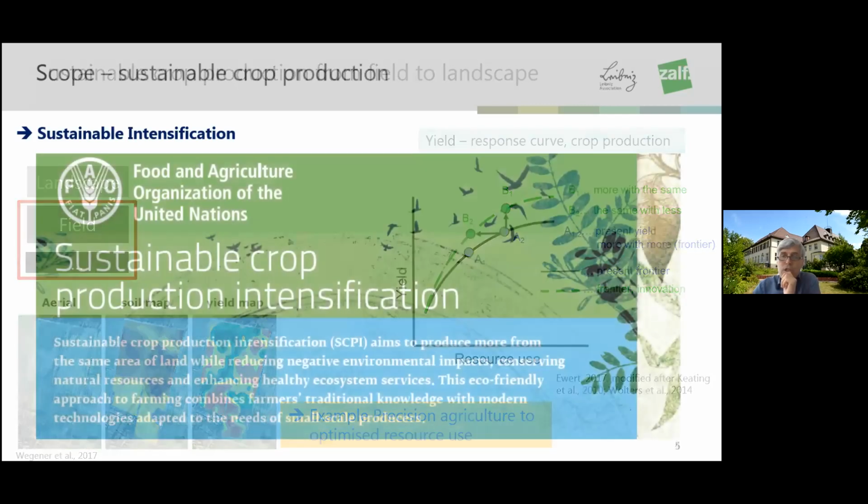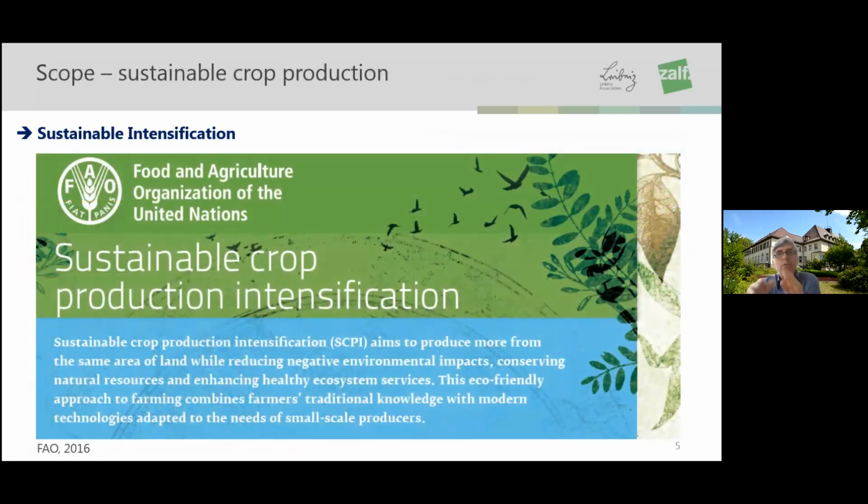So that is why I've introduced that here, I will come back to that graph. There is also a definition by the FAO, or I put that differently, the whole idea of sustainable crop production is approached from different concepts. And one of the most prominent concepts is called sustainable intensification, or sustainable crop production intensification. And a definition is provided here by the FAO, which in the first sentence picks up on what I've just said. Sustainable crop production intensification aims to produce more from the same area or the same amount of resources put into the production.